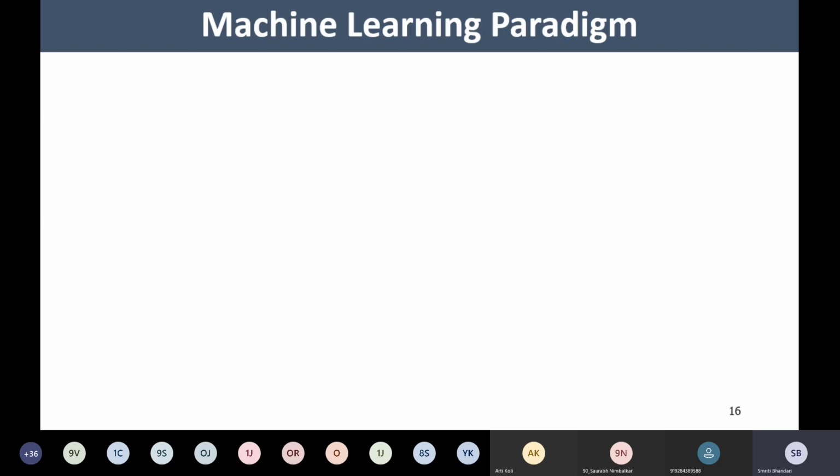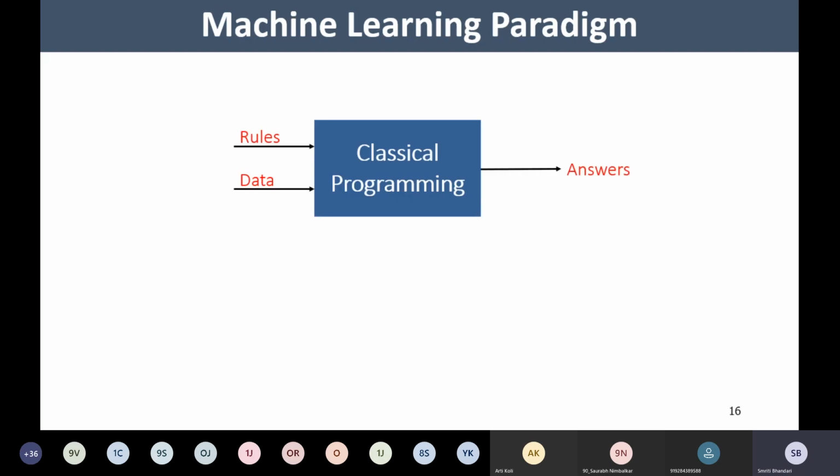So all of us are aware of classical programming, right? You have learned C, C++ or some programming language, okay? So that is classical programming. In classical programming, we have some set of data and certain rules that we would like to apply on that data, and our classical programming system provides us some results or answers.